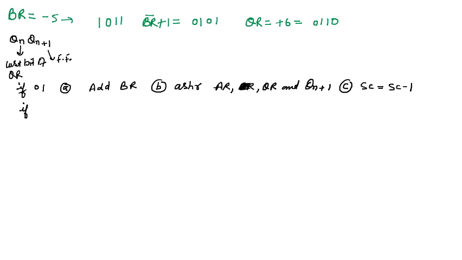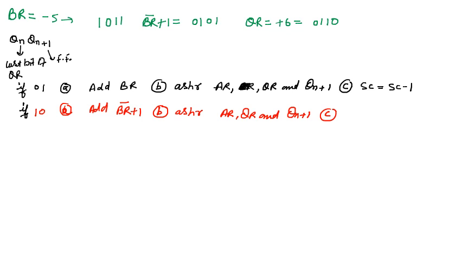Similarly, if the value of Qn and Qn plus 1 is 1 0, in this case we will perform add BR complement plus 1 instead of BR. This is the first step, and the second step will be arithmetic shift right AR QR and obviously Qn plus 1. And lastly, the same step again will follow, reduce the counter by 1.